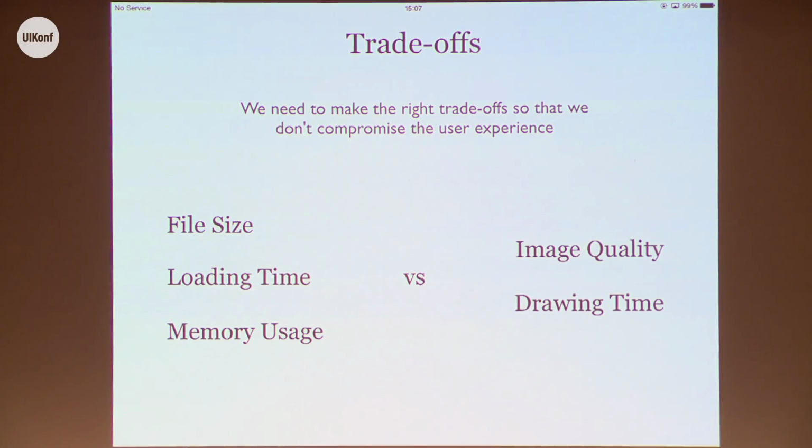As engineers, you're probably familiar with this triangle, the good, fast, cheap, pick two. This is the face of compromise. In the context of images, good would mean high resolution, high quality. Fast is it loads and draws quickly. Cheap means it doesn't consume too many system resources. So we need to make the right trade-offs in order to avoid compromising the user experience, balancing the different variables to try and get the best result.